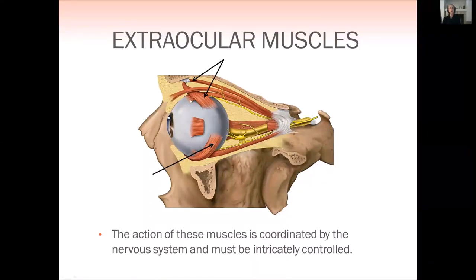You don't want muscles on opposite sides of the eye to contract at the same time. You need one muscle to contract and the other muscle to relax. And so the nervous system coordinates the action of these muscles. A very intricate control is necessary in order to give the smooth movement of our eyes that we don't even think about. It just happens kind of automatically.